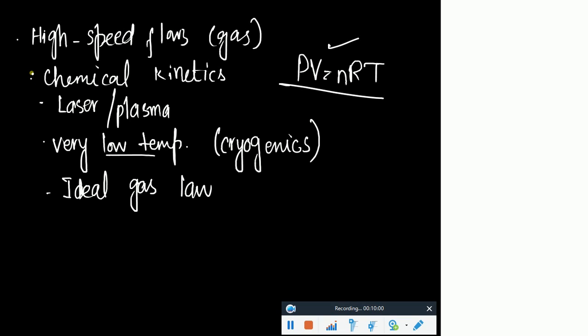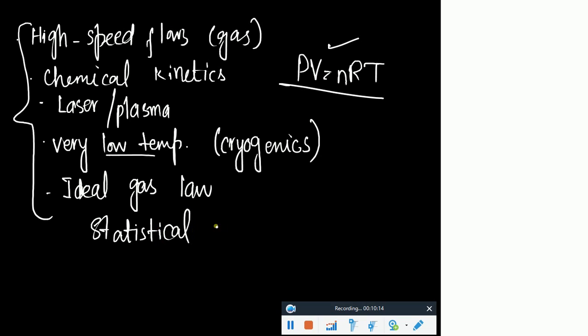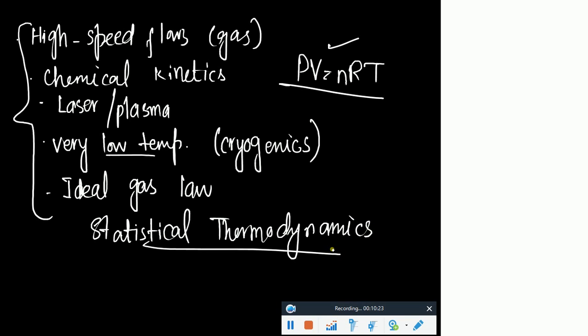Generally we don't deal with this kind of thermodynamics at undergraduate level. This is related with statistical thermodynamics. These are the applications. We don't deal with this class. We would be dealing with the conventional classical thermodynamics.